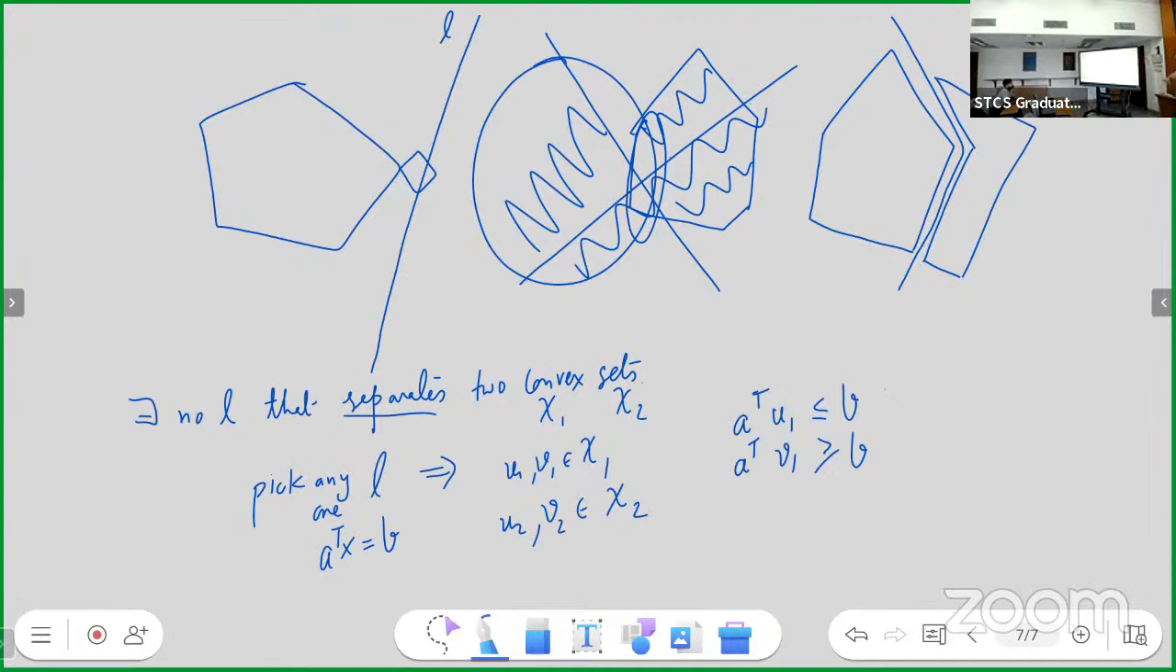That's too complicated. Why not just somehow tell me that if this is true for U1, V1 and this is true for U2, V2: A transpose U2 is, let's say, greater than B, and A transpose V2 is less than B. Well, you want to tell me that there exists something in the intersection of x1 and x2. Right? That's all we really need to consider. Picture-wise, it's obvious. How do I do this, because this is all I'm given?